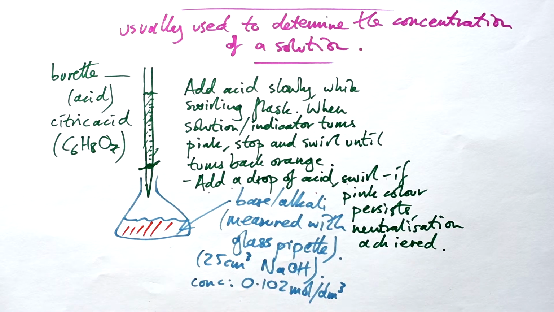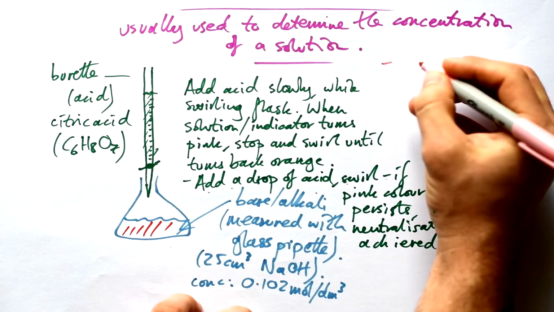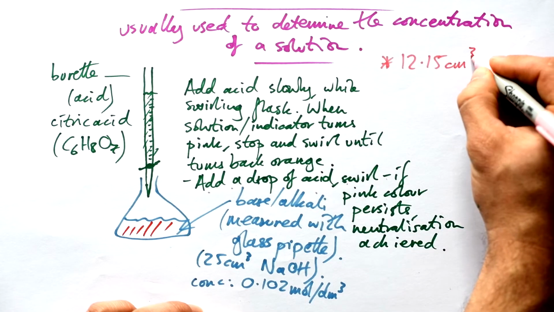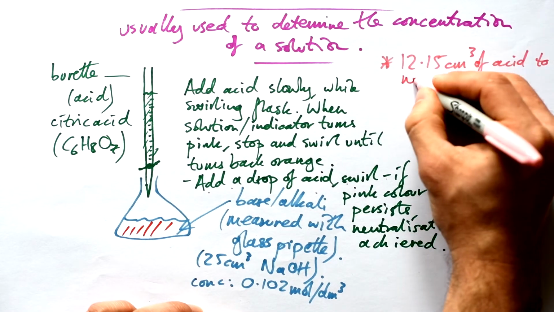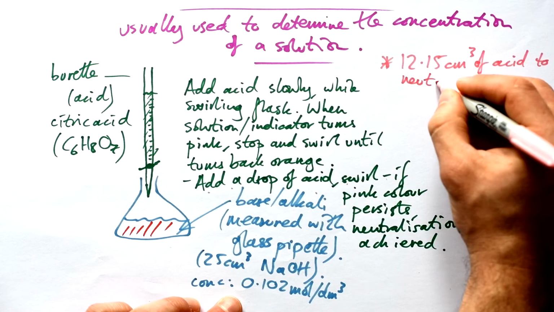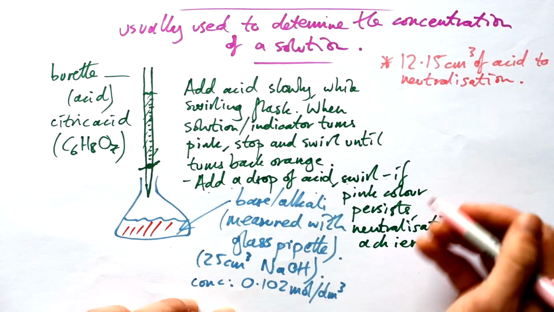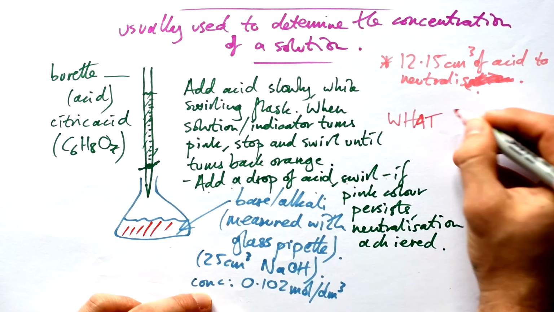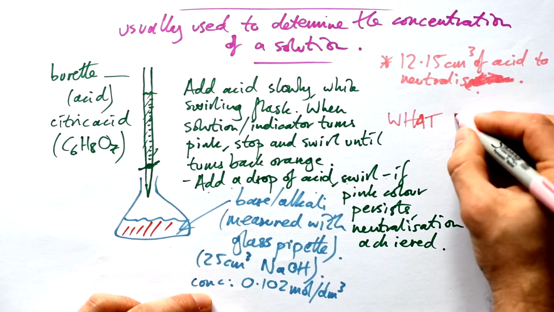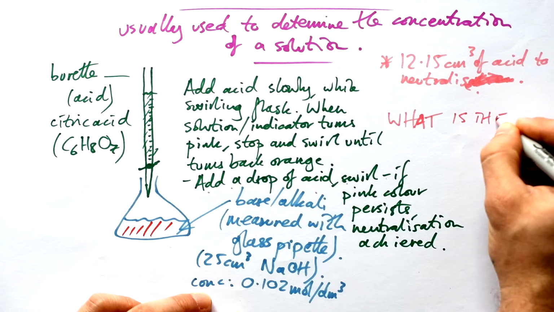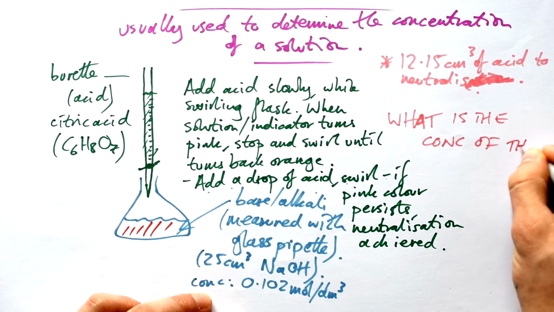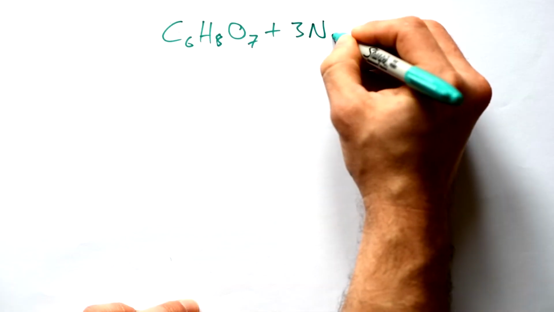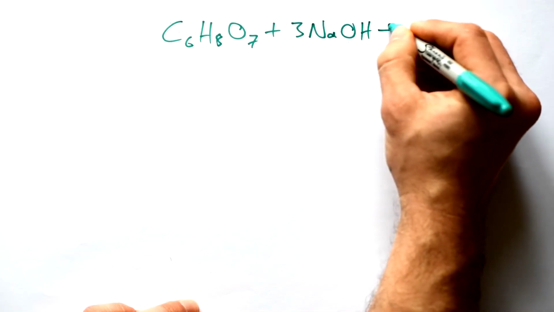Okay, so let's say I did this and I found that I needed 12.15 centimeters cubed of acid to neutralize the 25 centimeters cubed of sodium hydroxide. To neutralize. Well done me. So the question you'll usually be asked then is, what is the concentration of the acid? Let's find out. Okay, so here's a reaction for citric acid and sodium hydroxide.